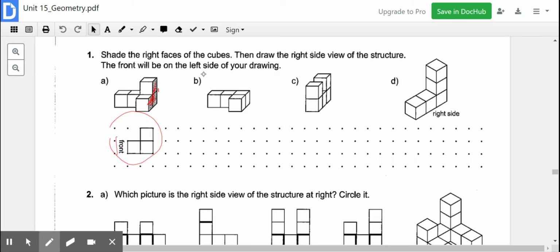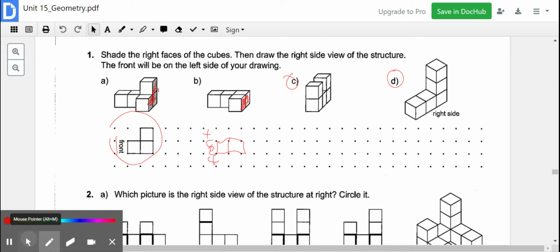Let's try the same thing with B. If I'm looking at the right-hand side view, I'm only going to see these 2 cubes here. When I draw it out, I've got 2 cubes that are equally close to me, and the front is going to be right here. Go ahead, try the same thing for C and D. So pause this video and come back when you've done those 2.